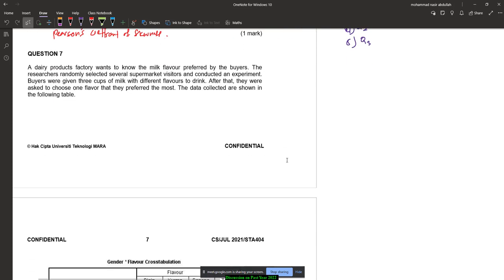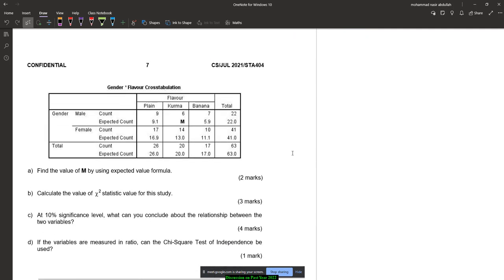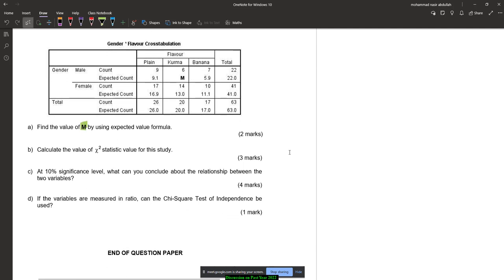Last question. A dairy products factory wants to know the milk flavor preferred by buyers. The researcher randomly selected several supermarket visitors and conducted an experiment. A buyer was given 3 cups of milk with different flavors to drink. After that, they were asked to choose the one flavor that they preferred most. So we have 3 cups of milk, two genders, male and female. So now find the value of M.